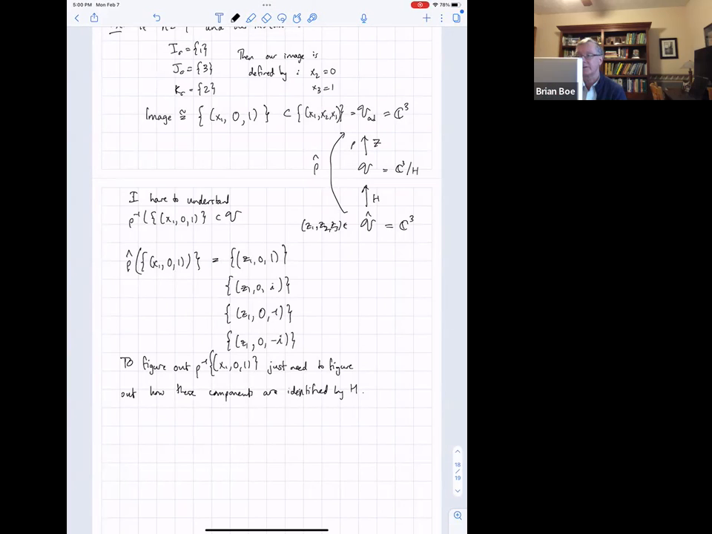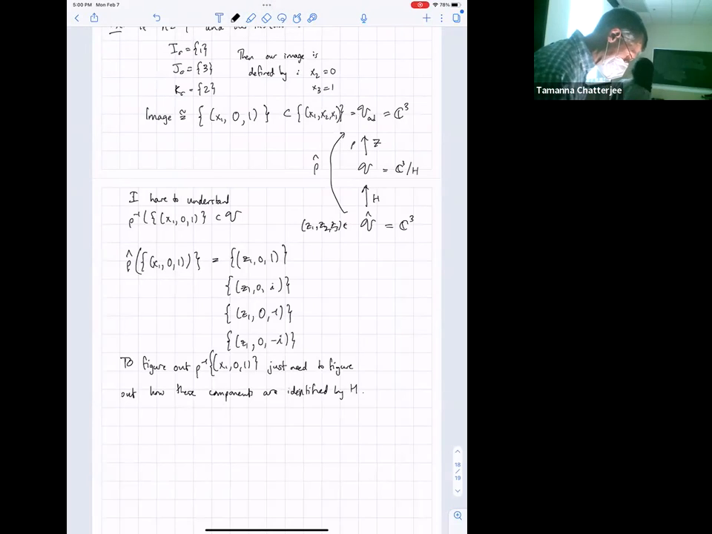Just for the sake of the recording, I think the thing that has 4 components is rho hat inverse of that set. Yes, you're right. Thank you. That's rho hat inverse here. Thank you. That's what I meant to say. Sorry.